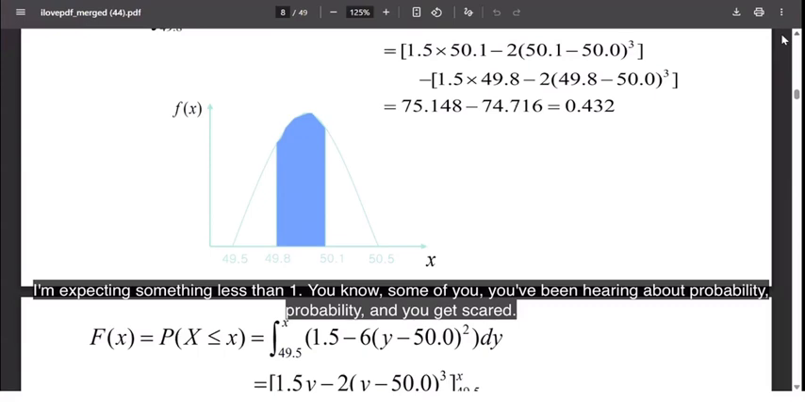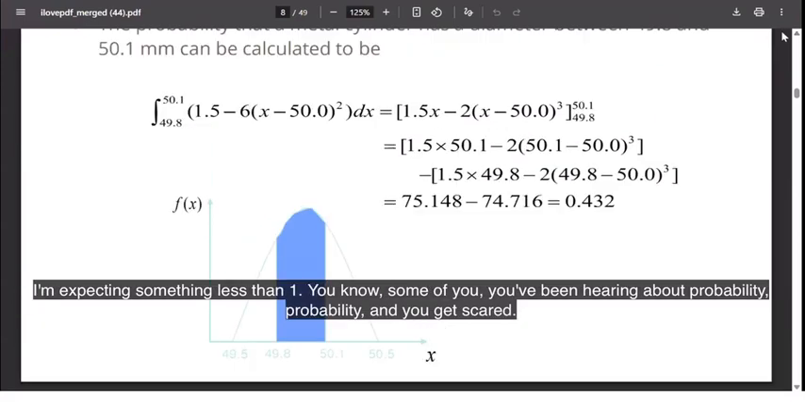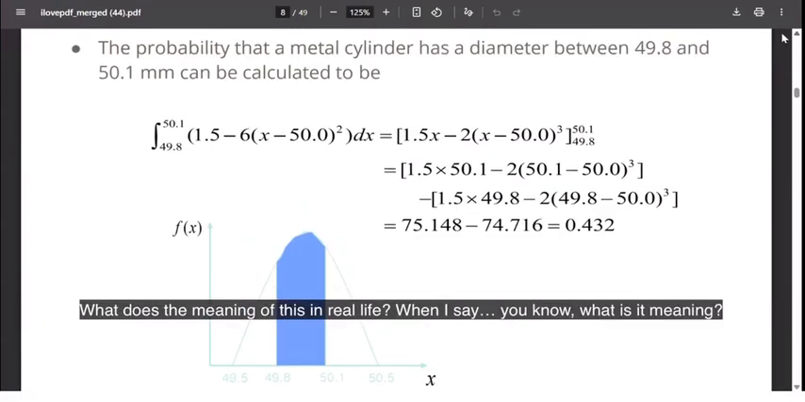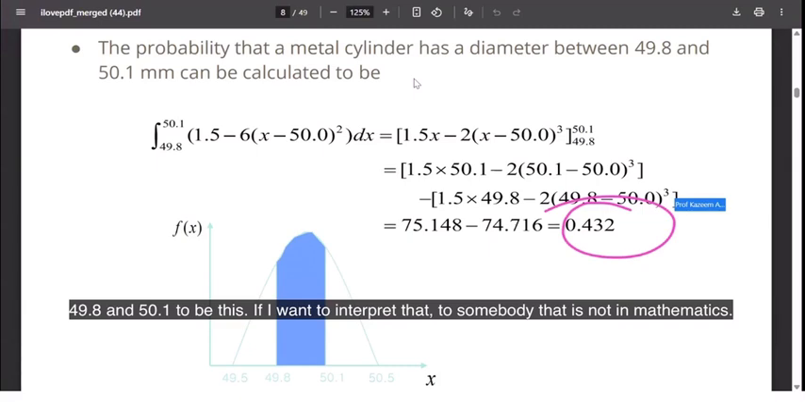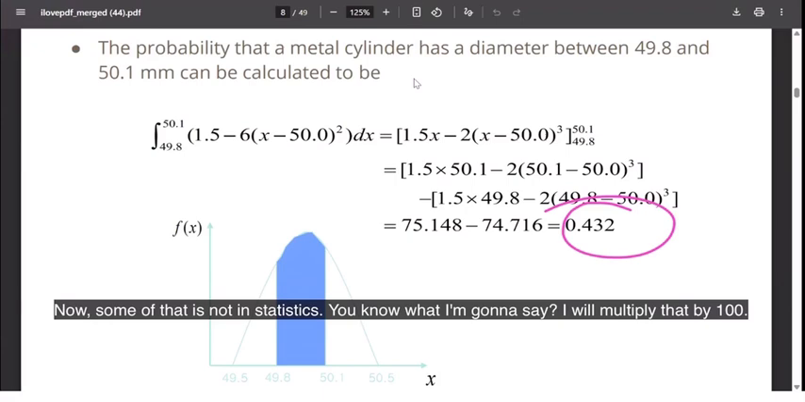Some of you have been hearing about probability, and you get scared. What is the meaning of this in real life? When I say the probability that a metal cylinder has a diameter between 49.8 and 50.1 is this, how do I interpret that to somebody who is not in mathematics or statistics? You know what I'm going to say? I will multiply that by 100.